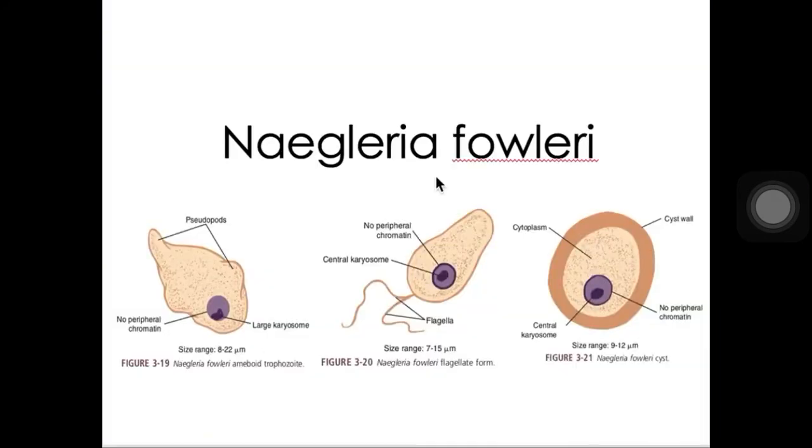Okay? Naegleria fowleri exists in three forms. Meron po siyang tatlong form. We have your Naegleria fowleri amoeboid trophozoite, we have your flagellated form, at saka we have the cyst form. Pero what is infective to man, at saka what we can see as a diagnostic stage sa CSF sample is the Naegleria fowleri trophozoite form. Again, as we know, Naegleria fowleri is associated with primary amoebic meningoencephalitis, or PAM.